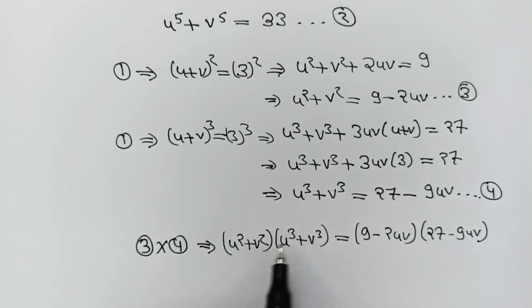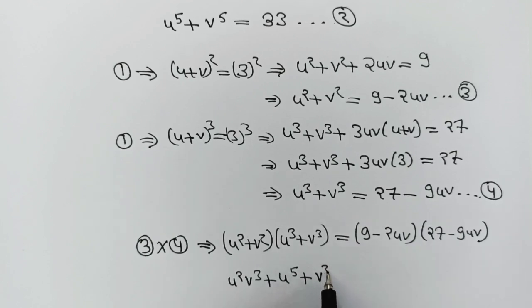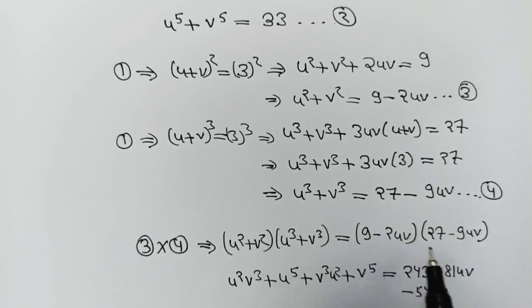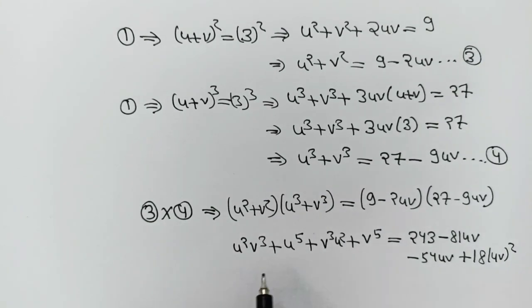And now multiplying this part, we have u²v³ + u^5 + v³u² + v^5 is equal to 9 into 27, which is 243, and then 9 into minus 9uv is minus 81uv, and then minus 2uv into 27 is minus 54uv, and minus 2uv into minus 9uv is plus 18u²v².